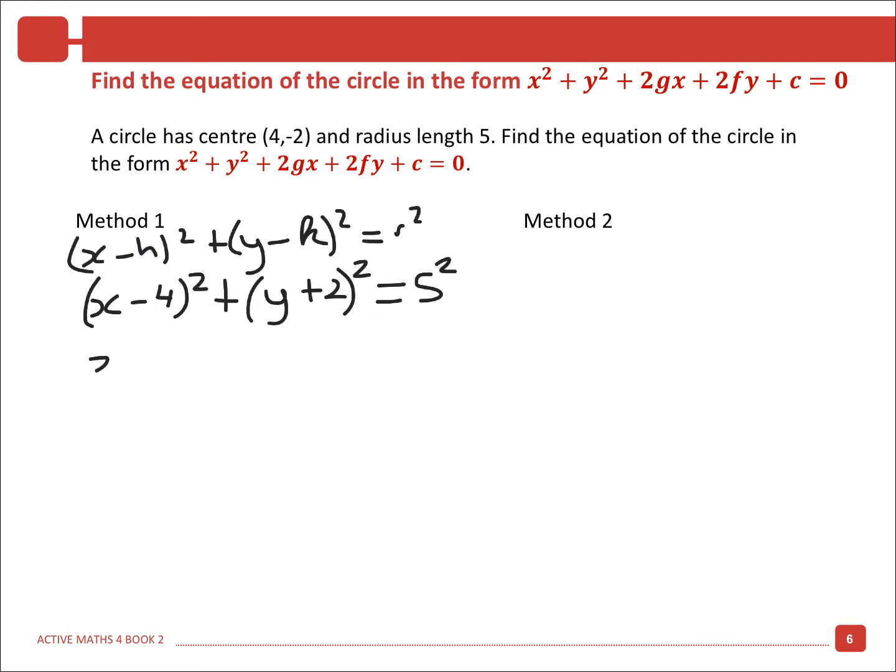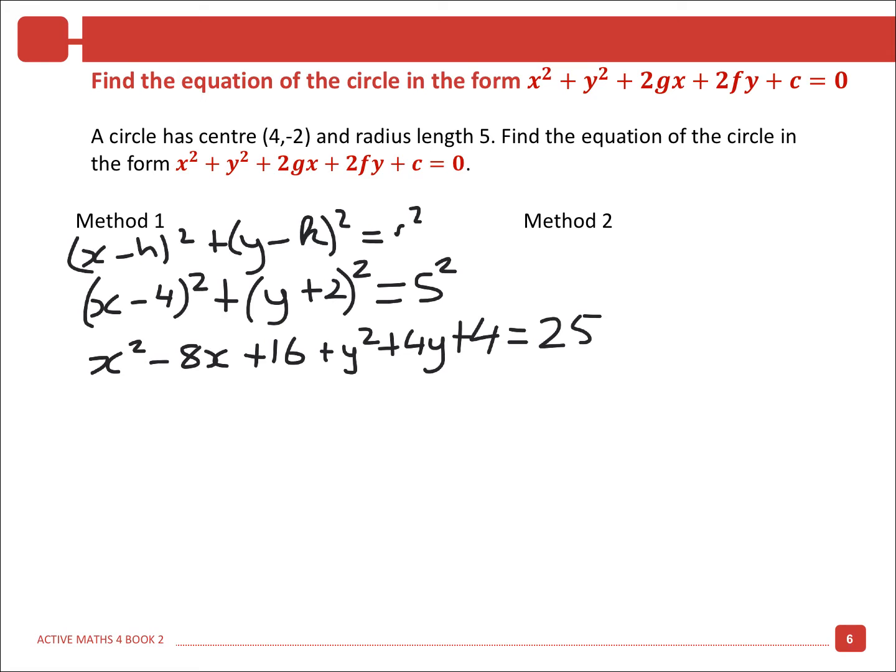So what we get then is x squared minus 8x plus 16. We have plus y squared plus 4y plus 4, and that's going to be equal to 25.